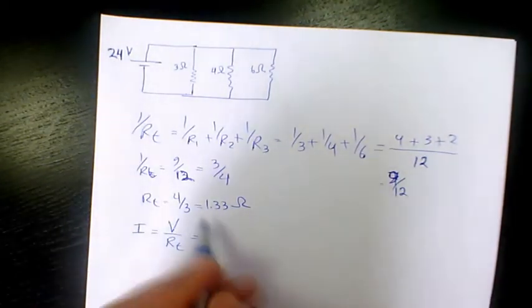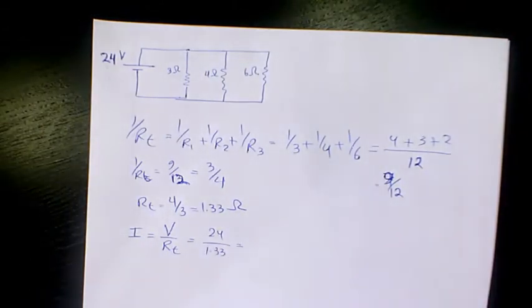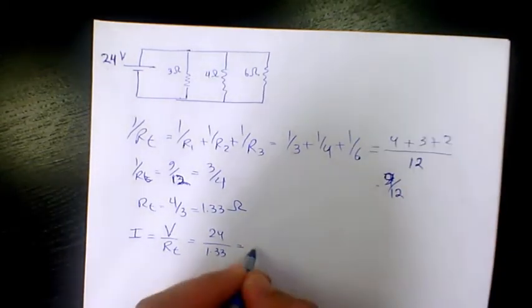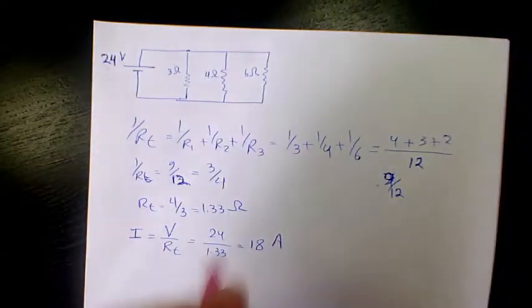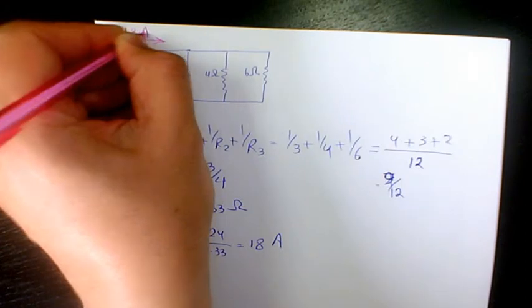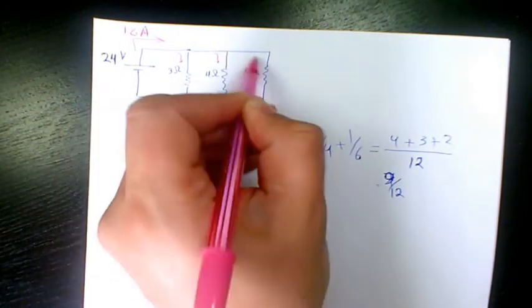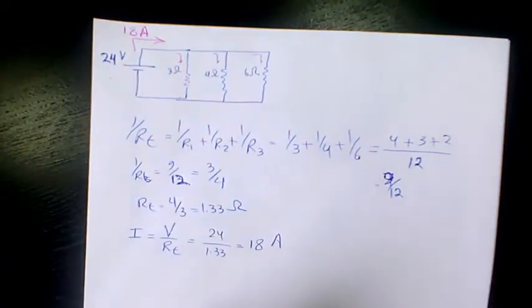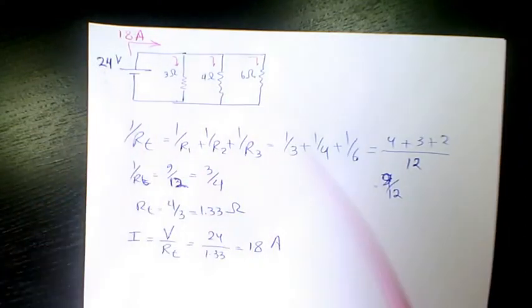Voltage is 24, so 24 divided by RT, which is 1.33. It's going to give me around 18 amps. So here we are dealing with 18 amps. And obviously it is going to be distributed in these 3 branches. However, voltage in each branch is going to be the same.